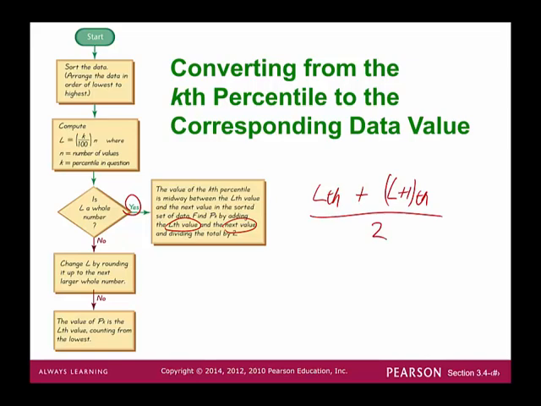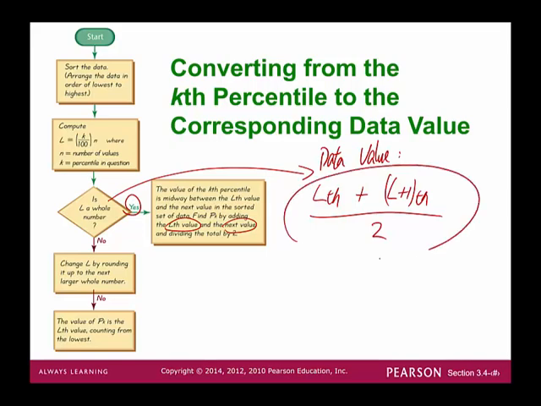If the locator is a whole number, this is where the data value is located, and the data value will be calculated using this. If L is not a whole number, then you always round it up to the next whole number. So that means it will be L plus 1, and that data value is what we're looking for. So these are the two rules you have to follow in order to locate the data value.